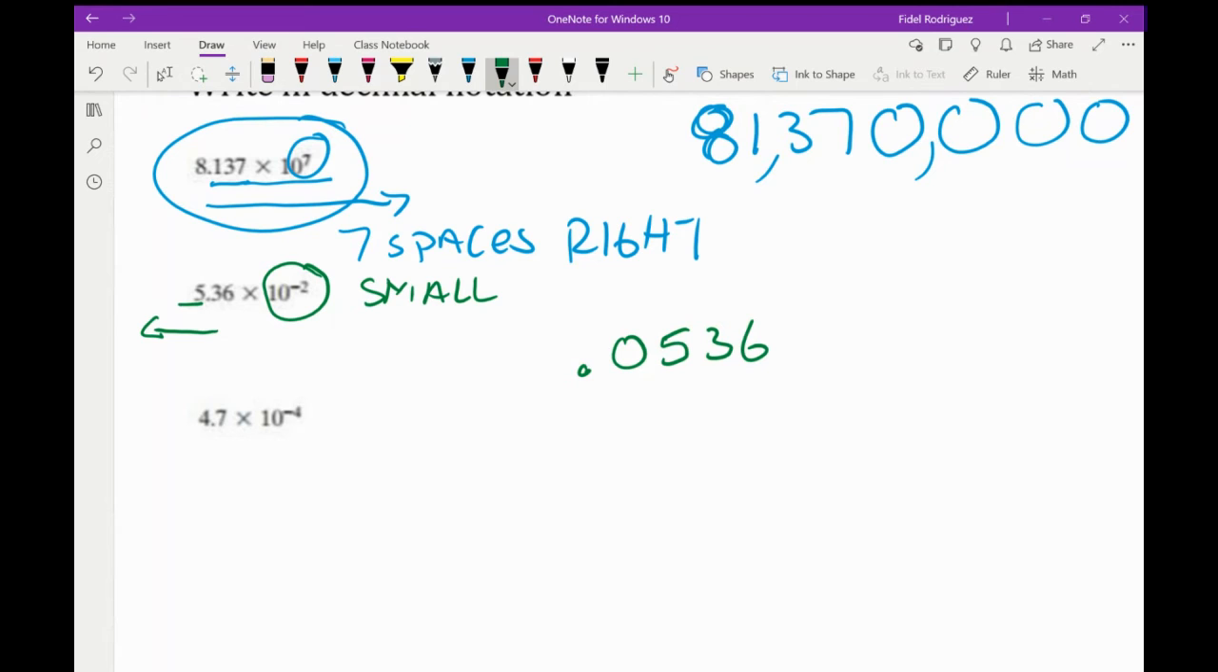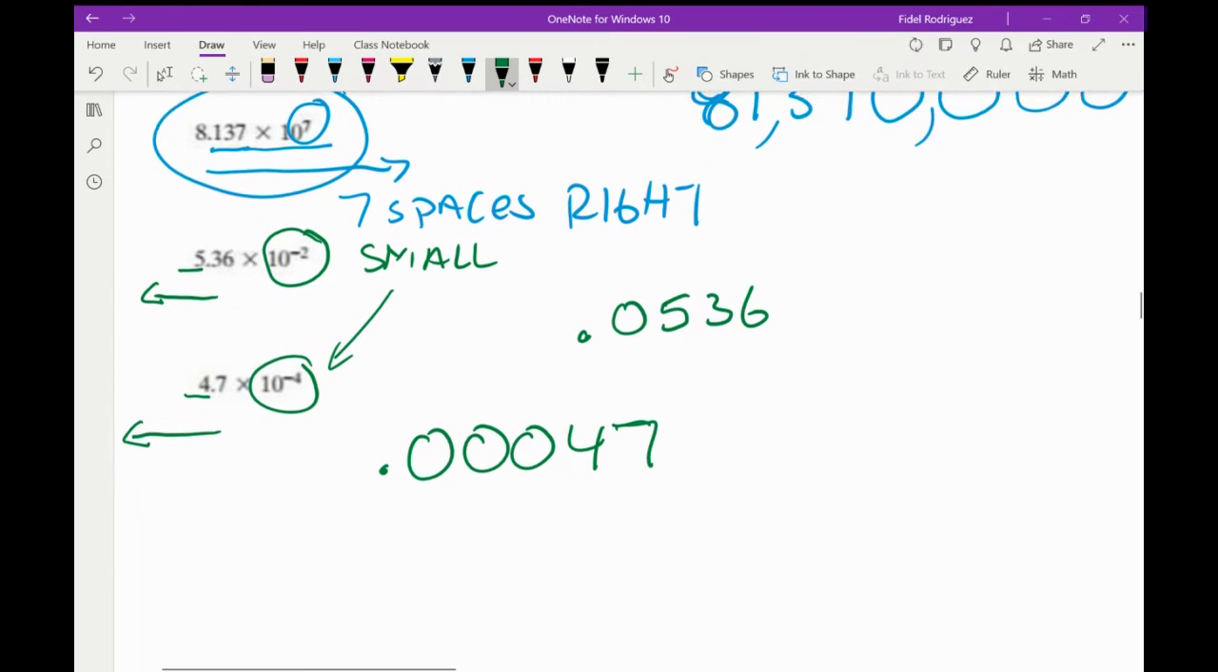And I'll tell you what, we'll do the same thing here. My exponent here is going to be small because my exponent is negative. So I'm going to move it 4 spaces to the left, right? So since I'm going to move 4 spaces to the left, and I already have 1 number right there, that tells me I just need to write the number 0 3 times, and my answer is 0.0047. And I'll tell you what, we're going to do one more.